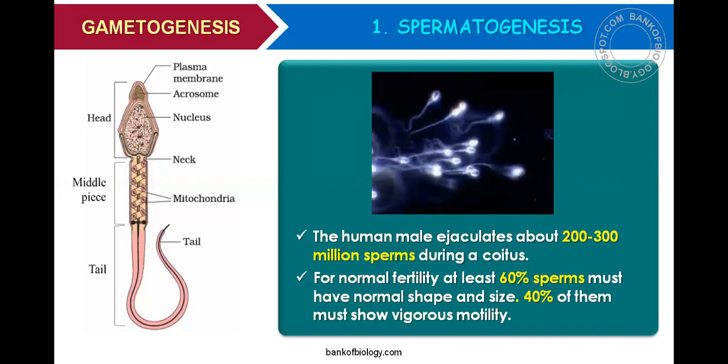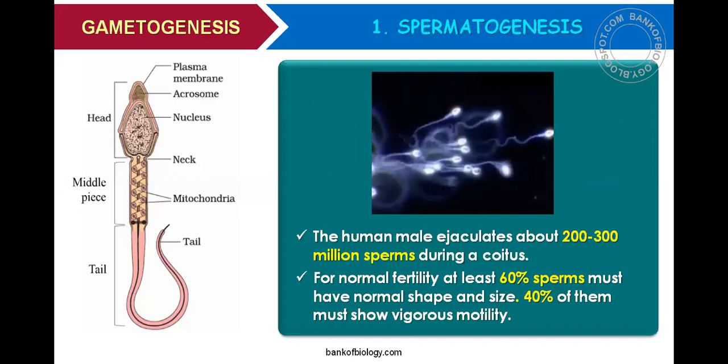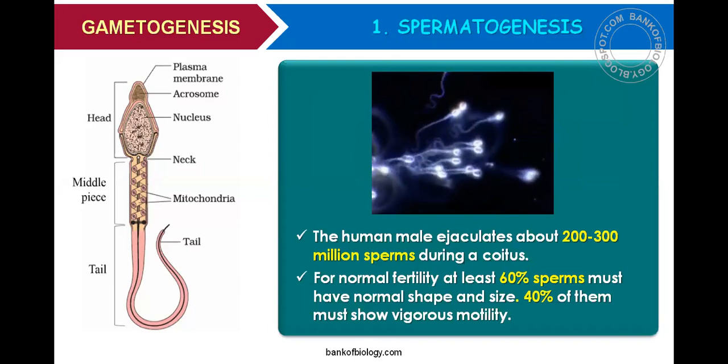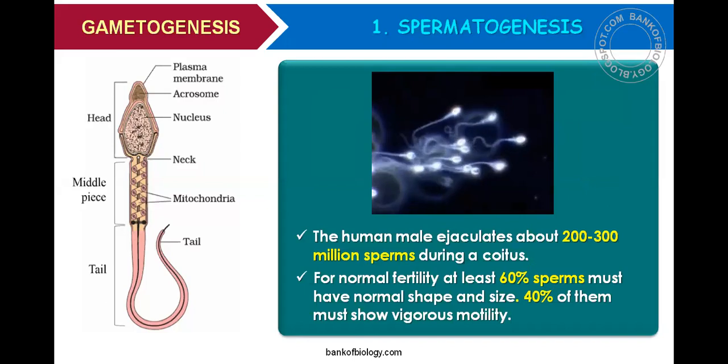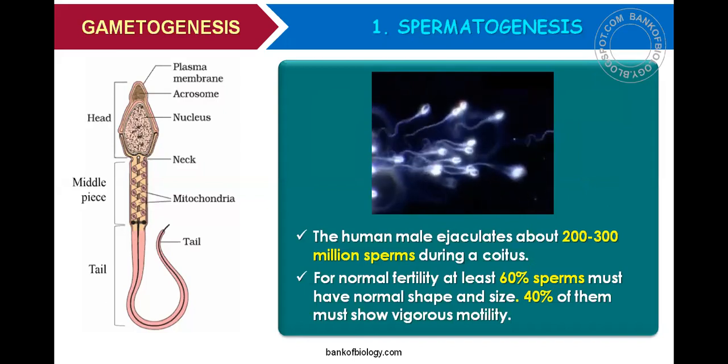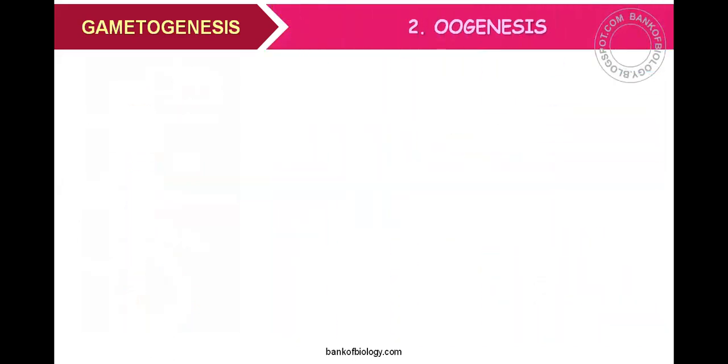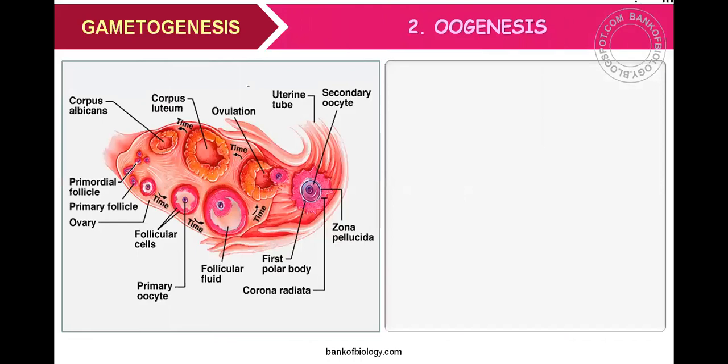The human male ejaculates about 200 to 300 million sperms during a coitus, and for normal fertility, at least 60% of the sperms must have normal shape and size. 40% of them must show vigorous motility. So that is all about the sperms.